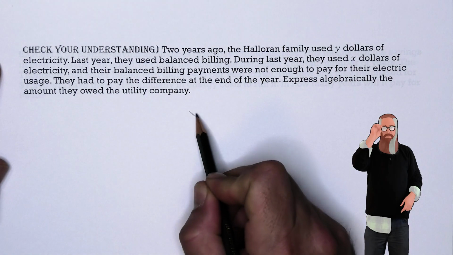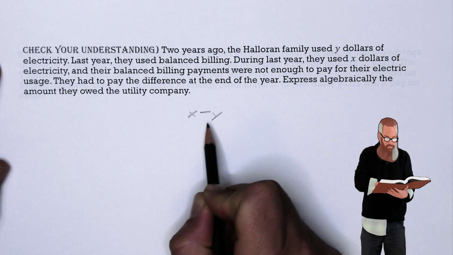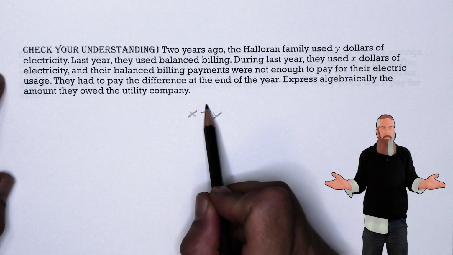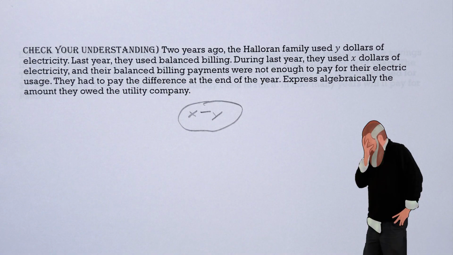They used X dollars last year. If we subtract from that the amount from 2 years ago, we're going to wind up with the dollar amount. That dollar amount is how much they would have to send to the electricity company, so simply X minus Y is the algebraic expression.